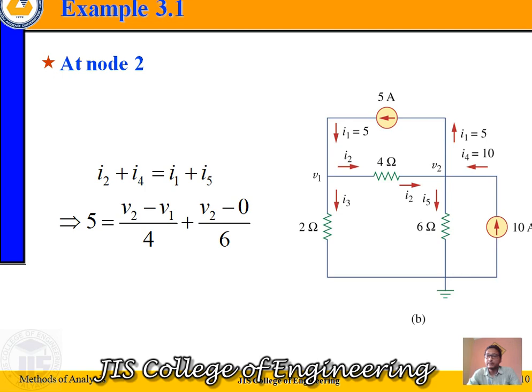Once we find the values of V1 and V2, we can easily find the current for any branch. Suppose they ask me to find the current through the 2 ohm resistance. We have considered the current for this 2 ohm resistance as I3. What is the value of I3? I3 is V1 minus 0 divided by 2. Just put in the value and you will get the answer.